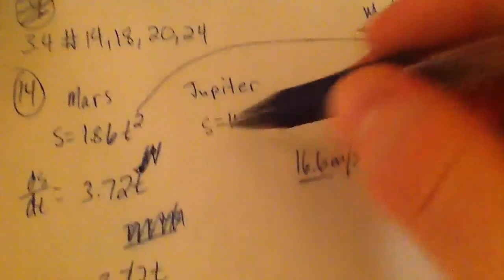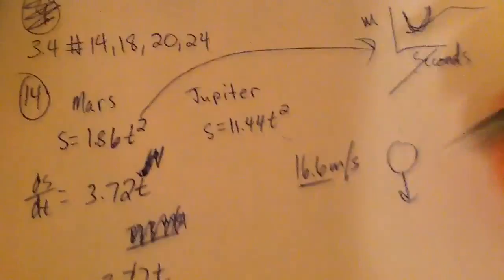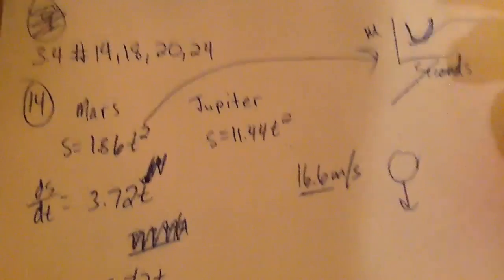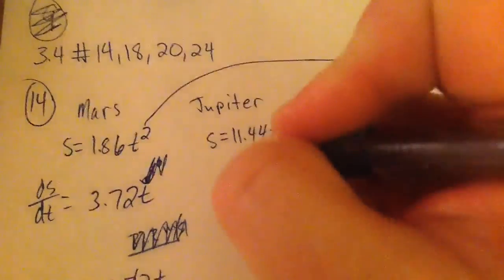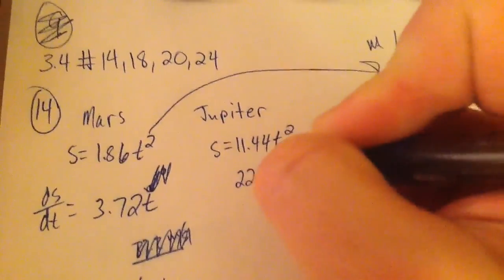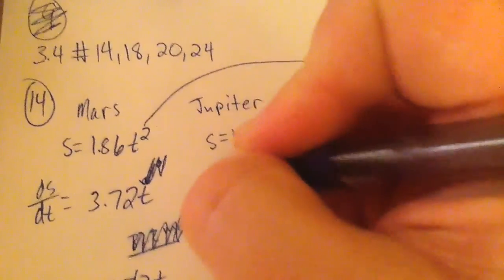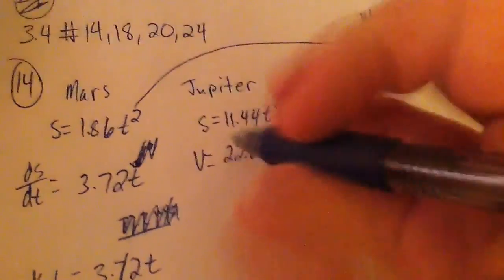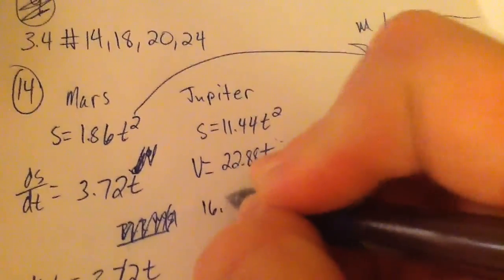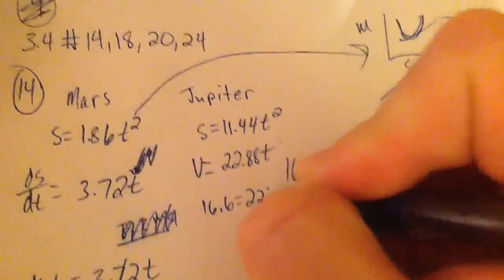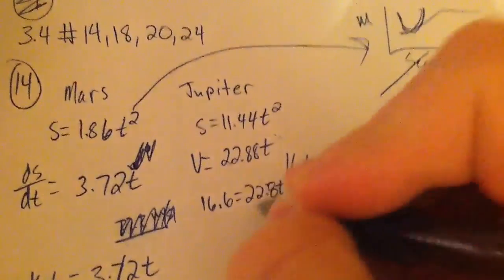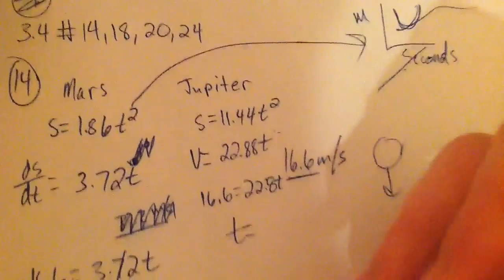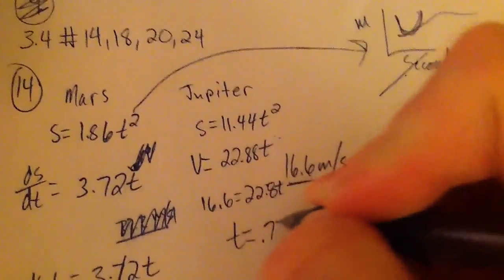Same thing over here. You're given a position function. Do the derivative of that to get your velocity equation. So if you just do the derivative of that, you get 22.88t, right? And you can just write velocity. That's what your velocity would equal. You want it to be that, so you just plug in 16.6 for velocity. Oops, sorry. I already gave you the answer, so who cares? Solve for t, and that's how you get your answer.